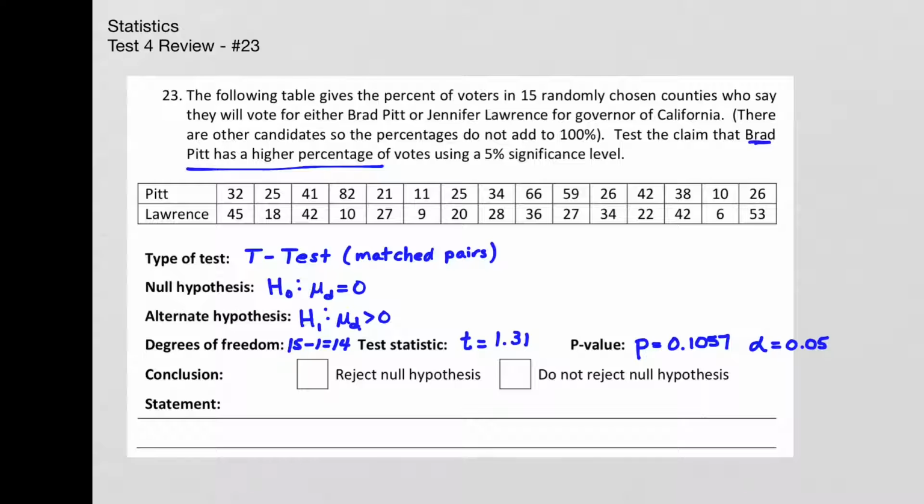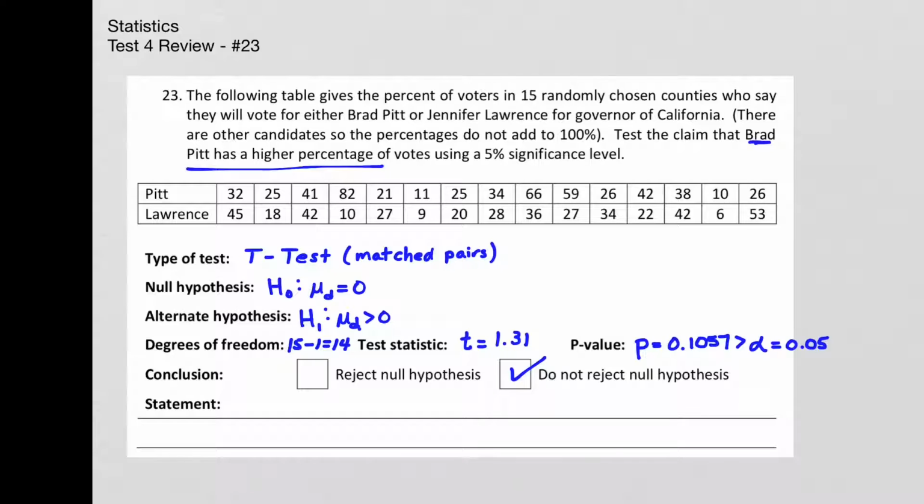Now we are going to compare this p-value to our significance level, which is 0.05 because it's at a 5% significance level. So which is greater, our p-value or alpha? The p-value is greater. So what that tells me is that I should not reject the null hypothesis. What we're saying is that any difference that you see in our data is not significantly far away from 0.